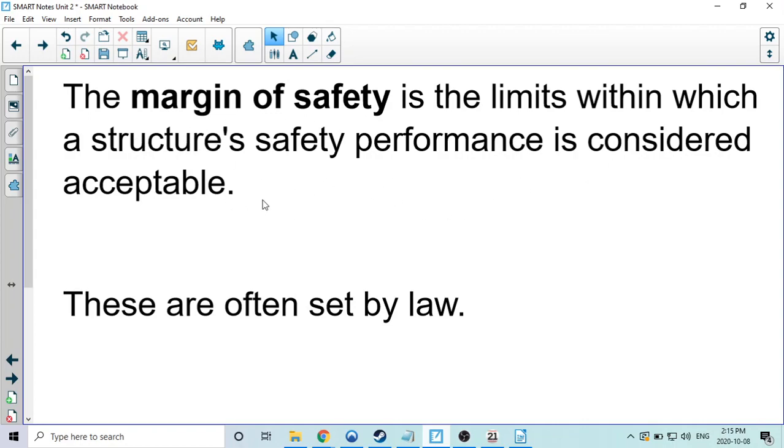It could be either a strength or a flexibility. It could be a temperature it has to withstand, things like this. And the margins of safety for structures often are set by law. Cars are a big one. Cars have to reach certain safety standards, otherwise, you can't sell them legally.